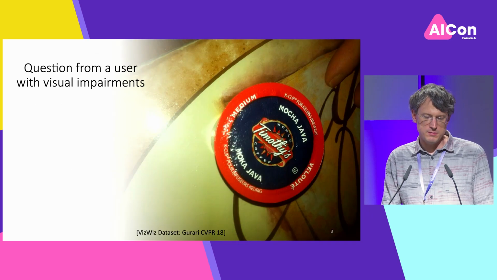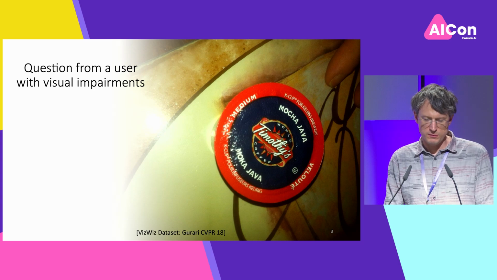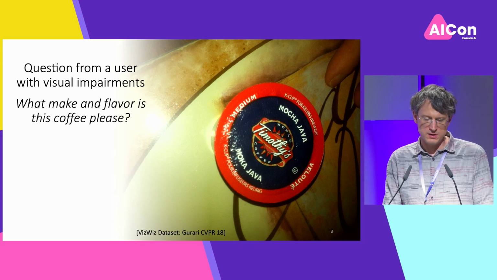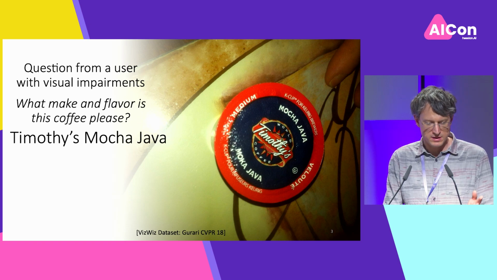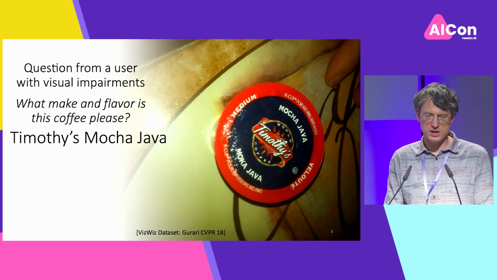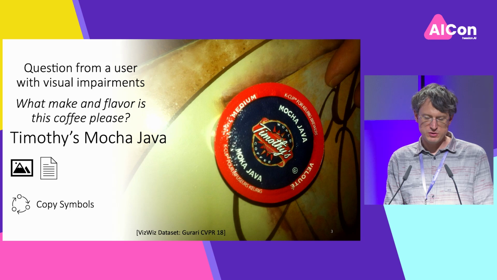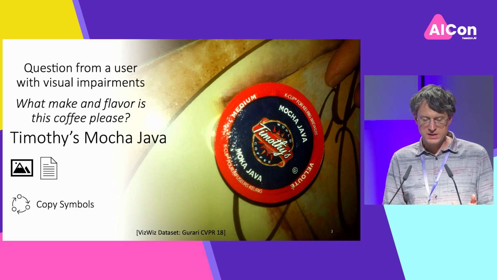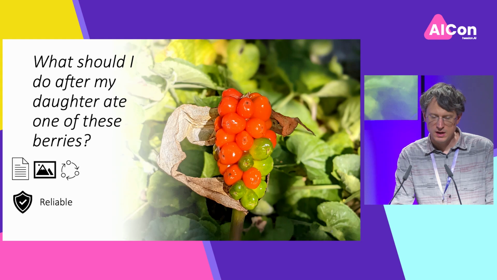Similar, here is an actual question from a visually impaired user from the VizWiz data set. They ask, what make and flavor is this coffee, please? And the answer here is Timothy's Matcha Java. Besides the things I said before, like visual and language reasoning, we probably need to read text and probably copy some symbols.